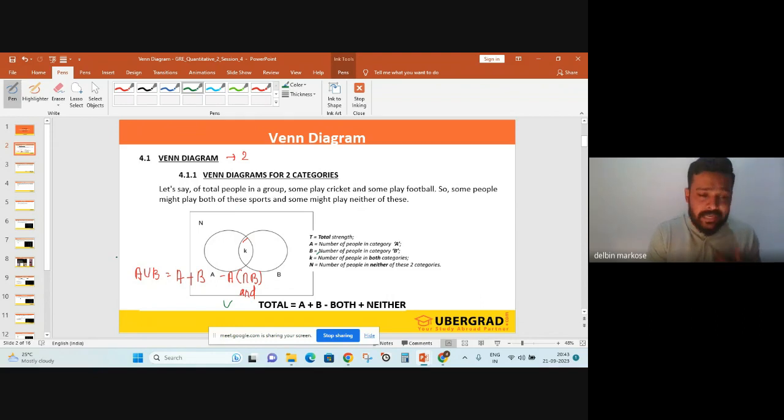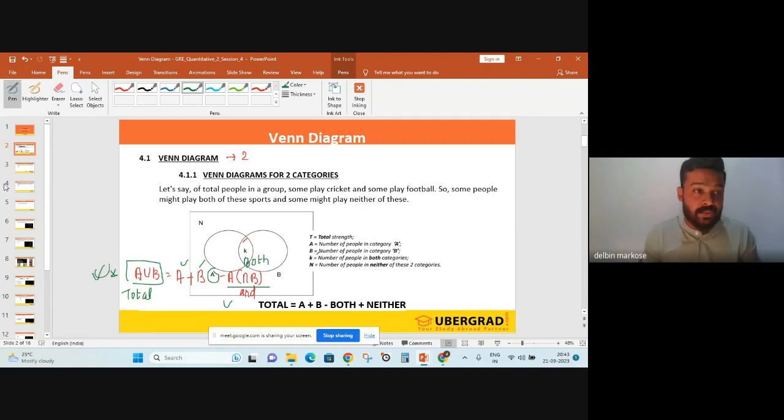When I gave the exam, I never saw a question like this, but you have to understand A union B means they are considering the total number of people in category A and category B. A means the total number of people in category A, B means the total number of people in category B, minus and means the both region. I hope this statement is also clear to everyone.